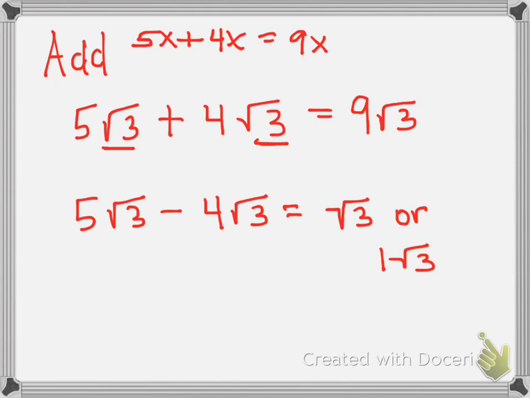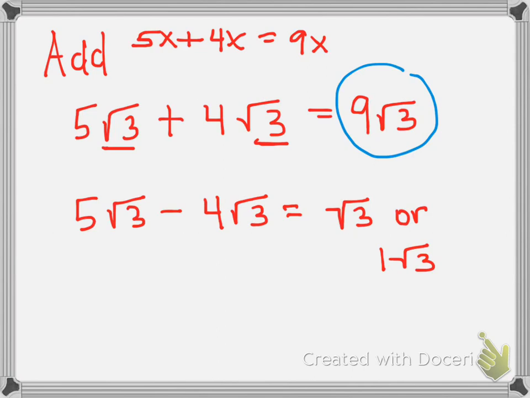So this 3, the square root of 3, has to be the same. It could be like a cube root of 3, but that number has to be the same, and the index has to be the same. So you just go 5 plus 4 and get 9 root 3. This is the answer. Okay, next.